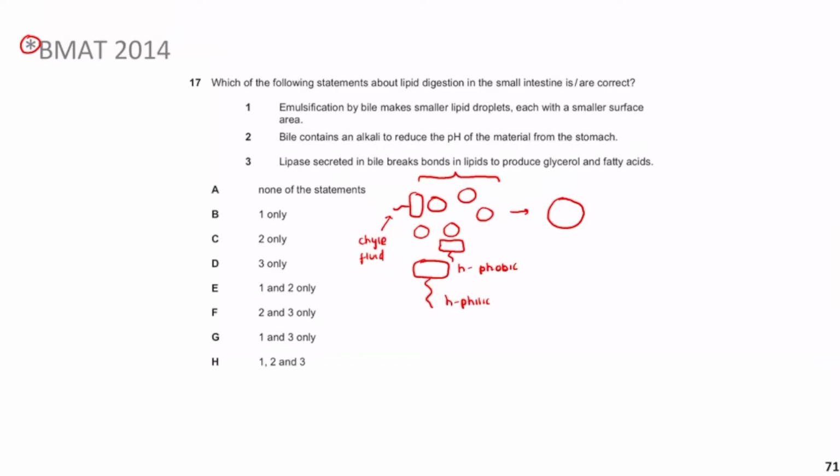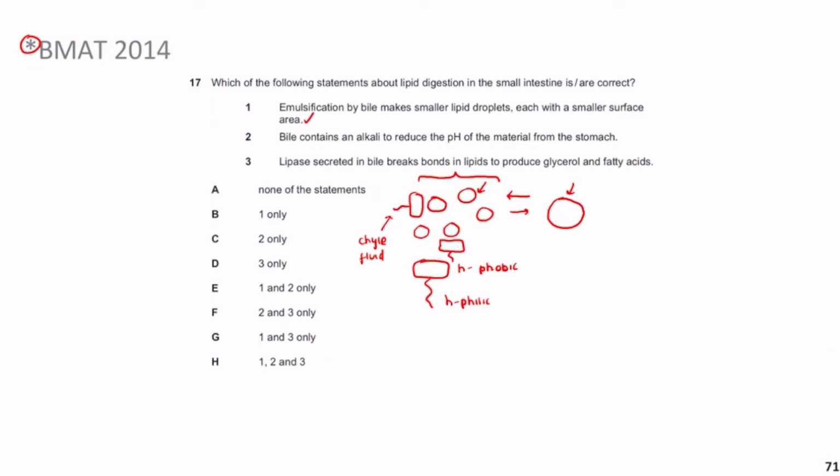So emulsification is going from this direction to that direction. Emulsification by bile makes small lipid droplets. Yes, it is making small lipid droplets, each with a smaller surface area. That's true. If you measure the circumference of each of these compared to the circumference of that, each of those has a smaller surface area.